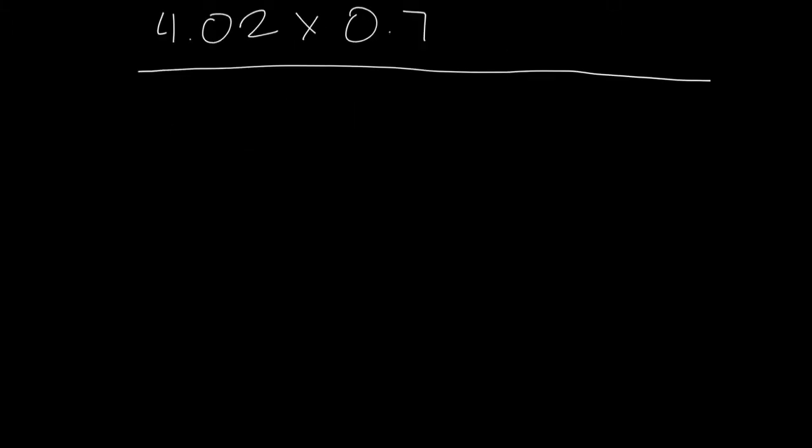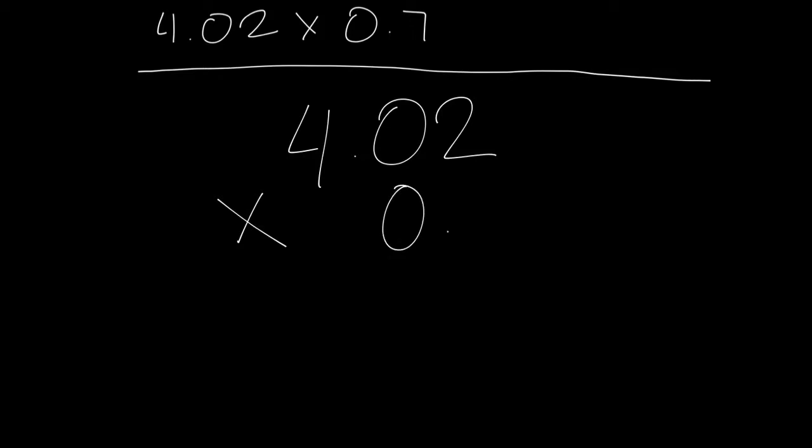To multiply decimals, you first have to write the problem. And multiplication doesn't require you to line up the decimals. So 7 times 2 is 14. 7 times 0 is 0 plus 1 is 1. And then 7 times 4 is 28.